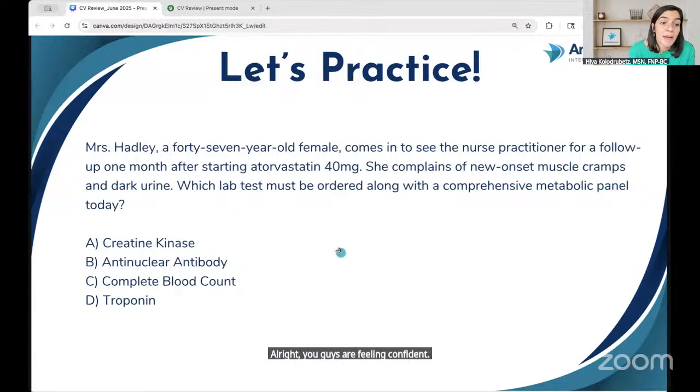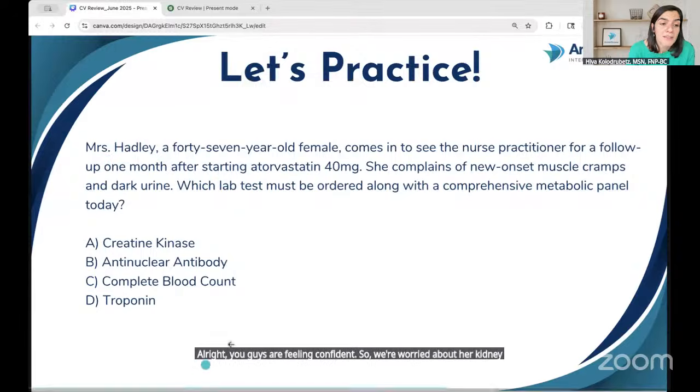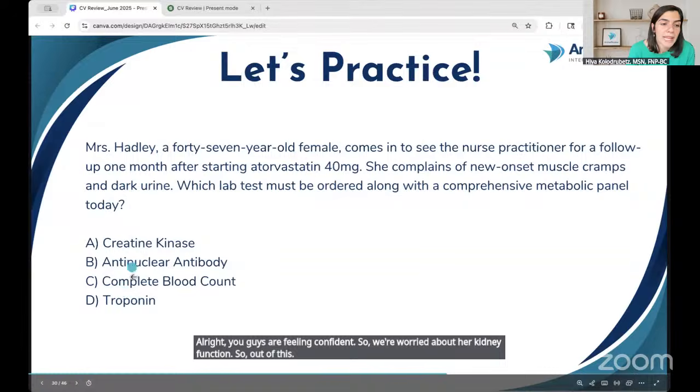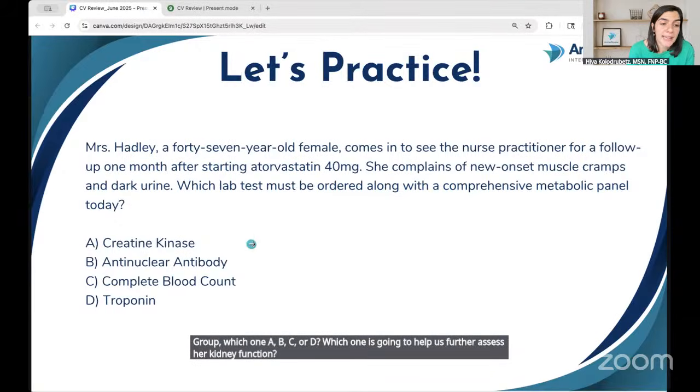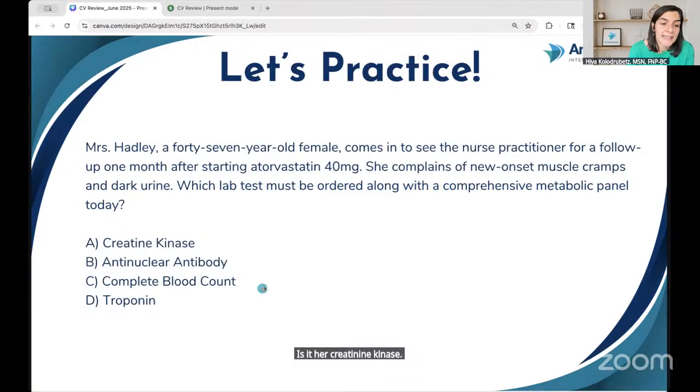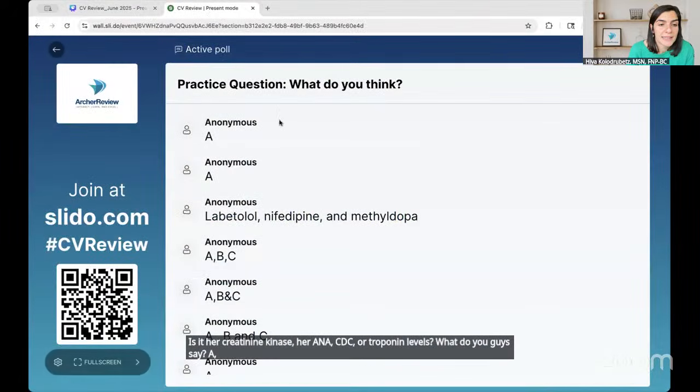So we're worried about her kidney function. So out of this group, A, B, C, or D, which one is going to help us further assess her kidney function? Is it her creatine kinase, her ANA, CBC, or troponin levels? What do you guys think? A, B, C, or D?